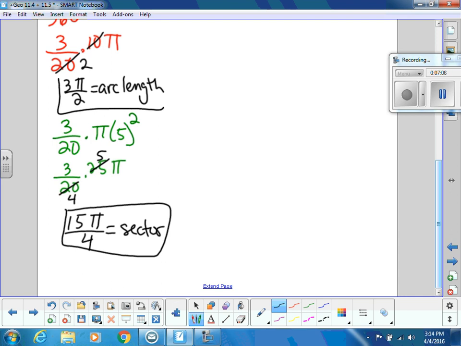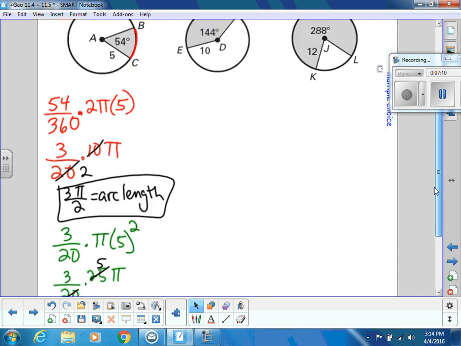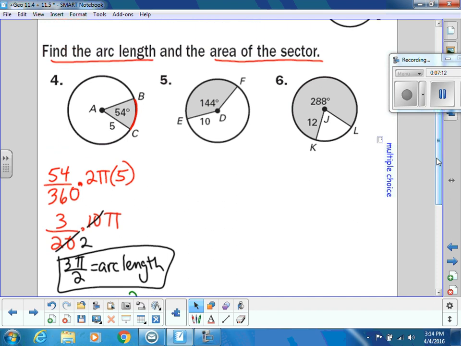Okay, so that's the gist of how we do that. All right, let's do one more. Let's do this number 6. The reason I want to do number 6 is because the central angle they're using is greater than 180. So you see how that's 288.